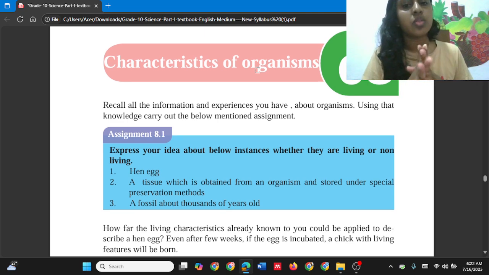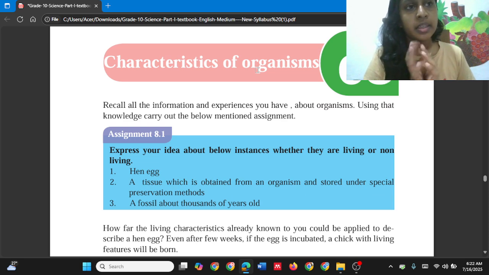Okay, so at the beginning they are telling us to recall all the information and experiences you have about organisms. Since grade 6 you have learned a lot of things about organisms. You just have to recall them. Using that knowledge, carry out the below mentioned assignment. Let's see what the assignment is. Express your idea about the below instances, whether they are living or non-living.